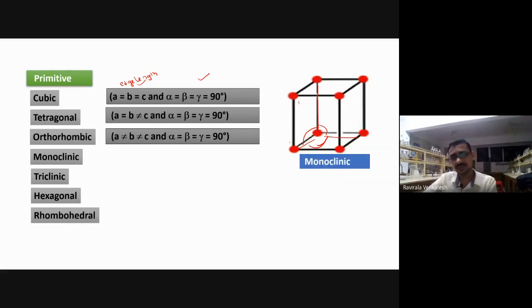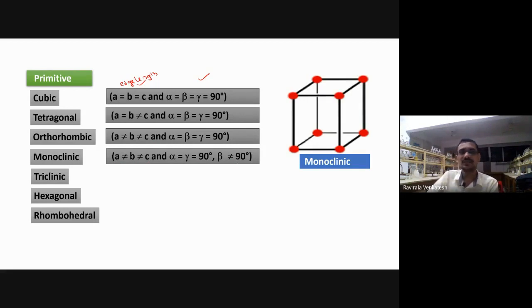Monoclinic, if you observe here, this is called monoclinic. Again, all lengths are different: a is not equal to b, b is not equal to c, but alpha and gamma equal 90 degrees, while beta is not 90 degrees. If I take this as a, this as b, and this as c, this is alpha, this is beta, and this is gamma. Alpha and gamma are 90 degrees, but beta will not be 90 degrees.